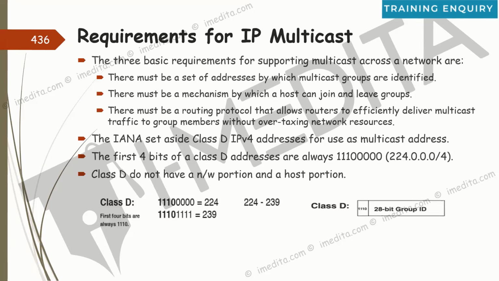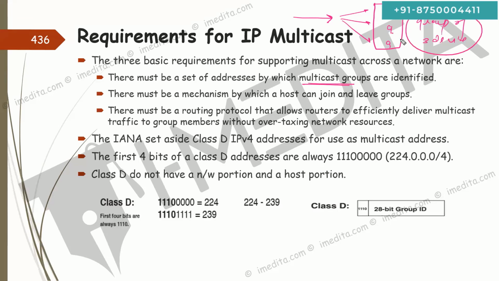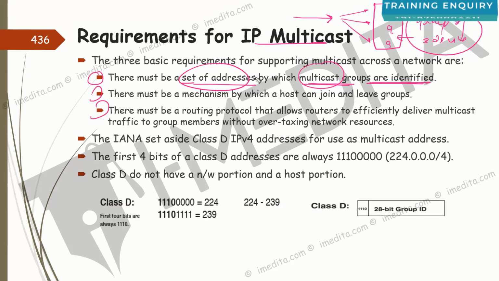First, how are we going to identify the multicast group? I am saying that these three are the devices that are supposed to receive the traffic. That means if I send the traffic, it must be delivered to these three devices. So a group of these three devices. How are we going to identify this group? To support multicasting, the first requirement is that there must be a set of addresses by which multicast groups are identified.